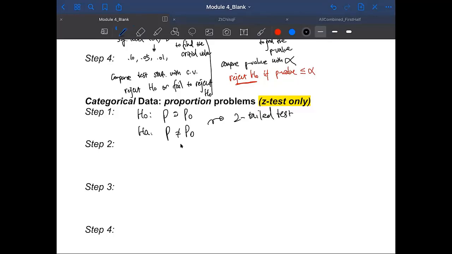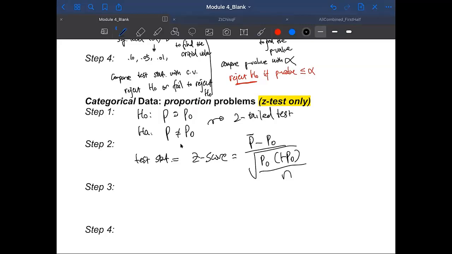And for step 2, it's going to be our test statistic. As you have already seen, it's always going to be a z-test. Just like what we did for confidence intervals, you don't use a t-distribution if it's proportional data. So this is always a z-score. The formula is p bar, the sample proportion, compared with p0, divided by the square root of p0 times 1 minus p0 over n.